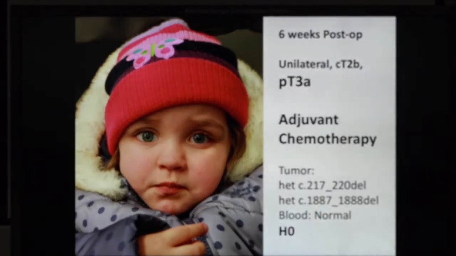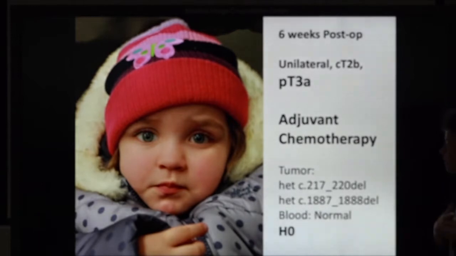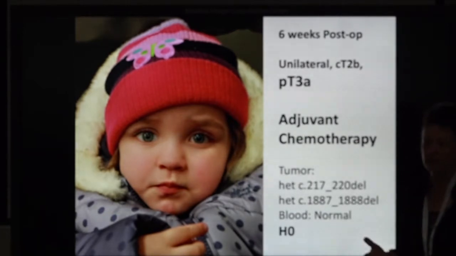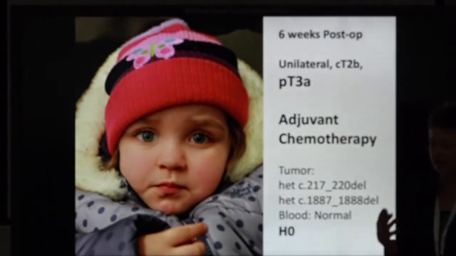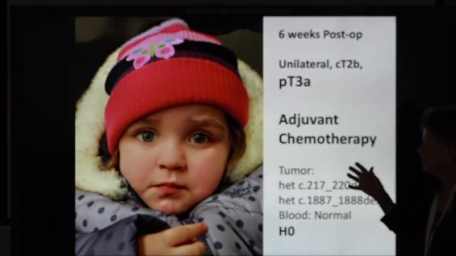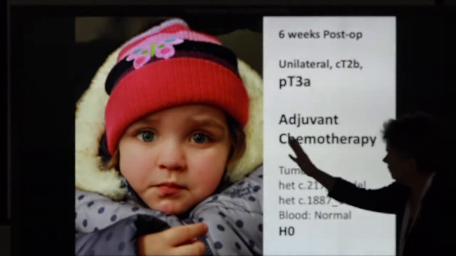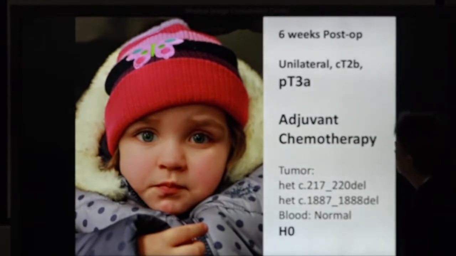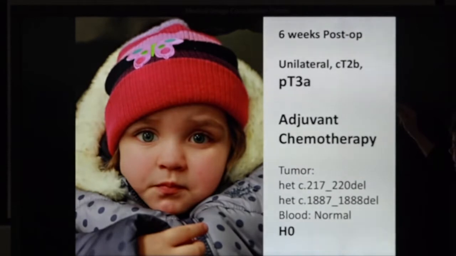So this is the child 6 weeks post-op from enucleation, as you'll hear more about from Pam. We already put in a temporary prosthetic eye. This is her first fitted eye, on the right side. But the pathology shows it's pT3a, so she's getting adjuvant chemotherapy.